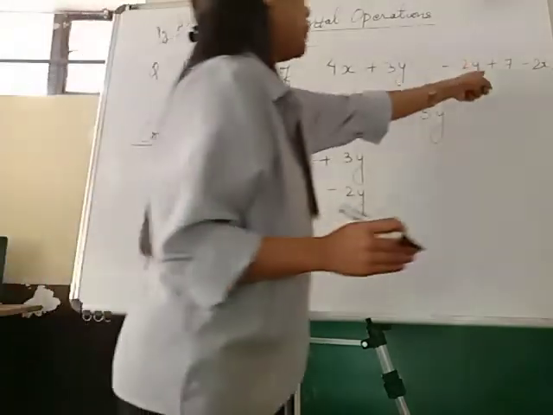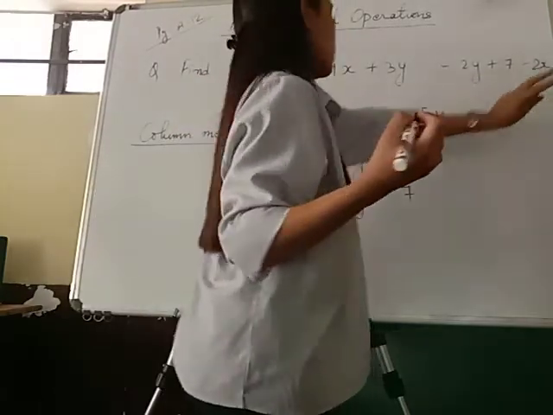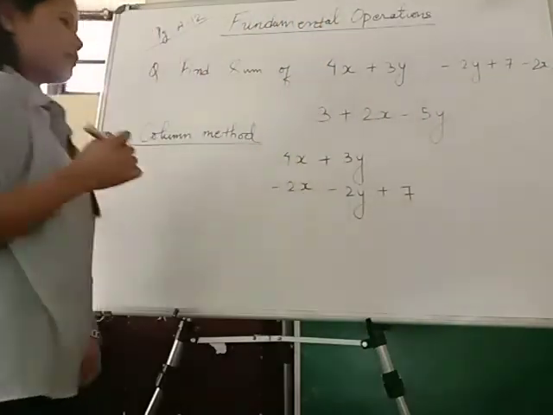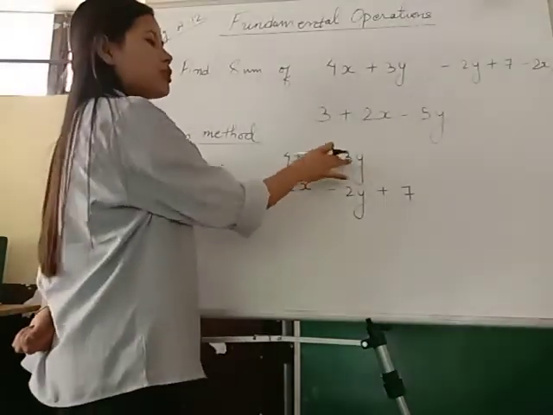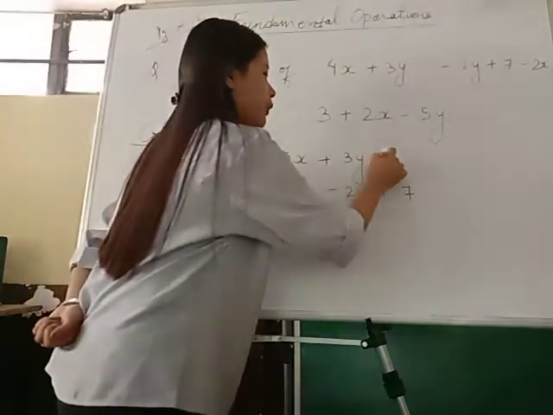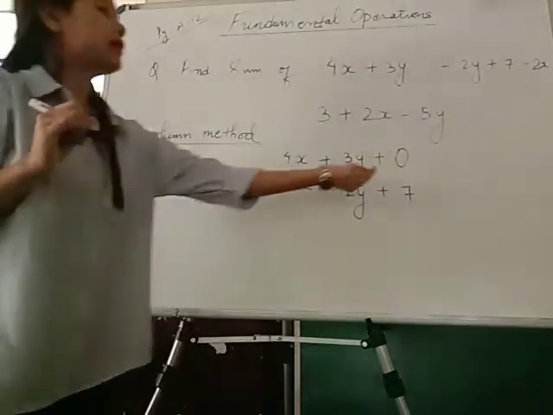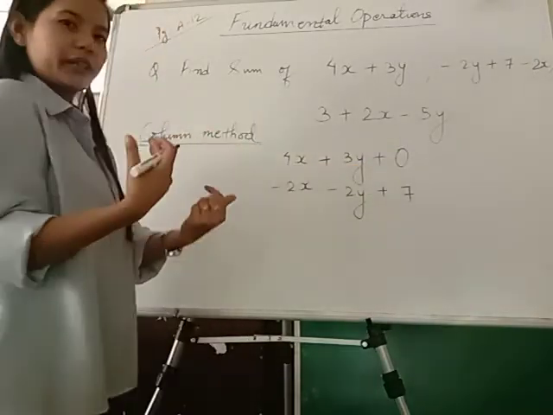Okay, and we have plus 7 and we have minus 2x, which is like 4x. So we will write it just below this. Okay, so here you see there are 3 terms and here you have 2 terms. So we write this as 0. Okay, we fill up this place with 0 so that when we add we do not get confused.